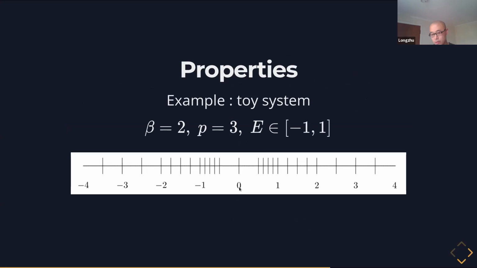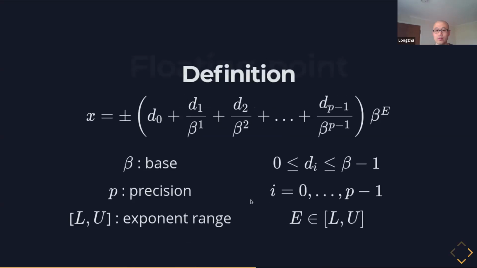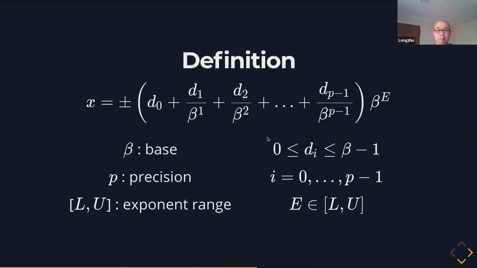Then what is the immediate next number you can store in the system? Mathematically, it can be infinitely small. But in the computer, you cannot. What's the next immediate number you can store? Look at this formula here. Beta equal to 2, p equals 3, and lower bound, upper bound is -1, +1.